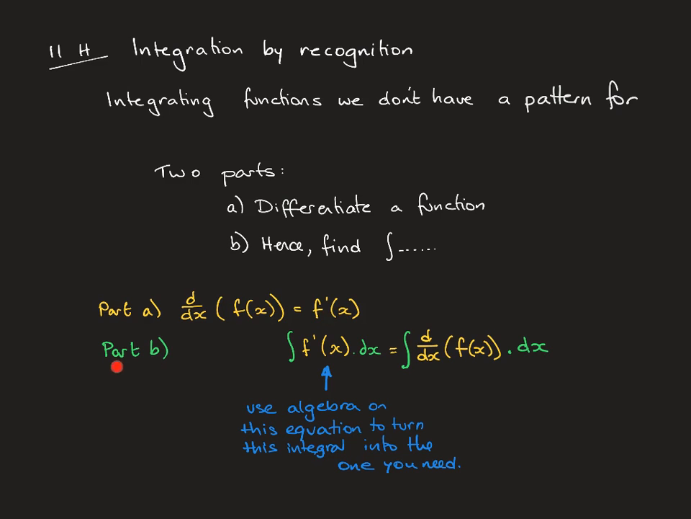And then in part B, what we do is we actually take this equation up here from part A and write it the other way around, so f dash of x first is equal to, so you can see f dash of x is equal to the derivative of f of x, and we integrate both sides. And then we use algebra on this section here to manipulate the equation on this side so that it looks like the required integral. It's probably easiest to just do it with an example. So let's do an example.